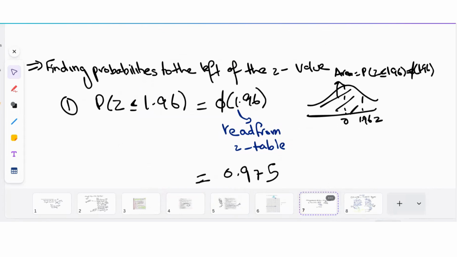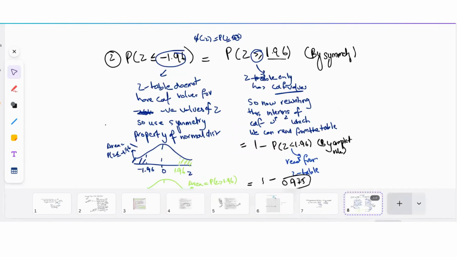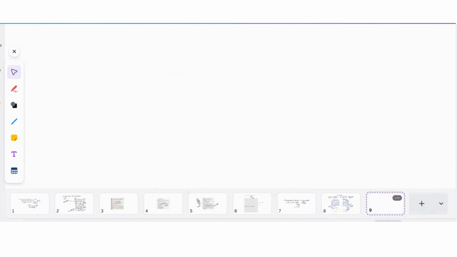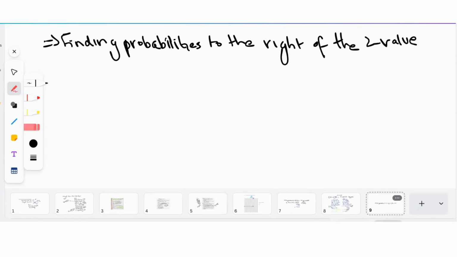So we looked at two parts where we found probabilities to the left of the z value. Now what we're going to do is find probabilities to the right of the z value. Here we look at two parts again. So the first part is we want to find the probability Z is greater than or equal to 1.96.